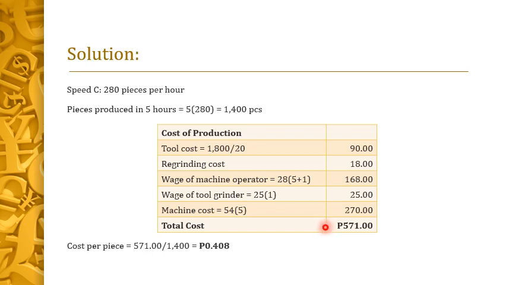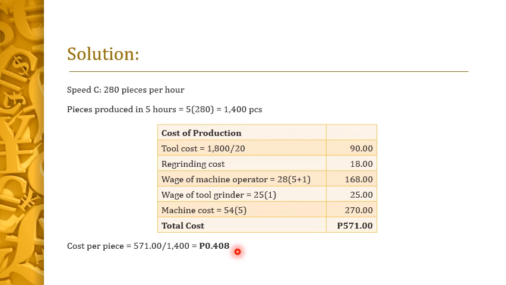We're ready to compute the cost per piece for speed C, which is equal to total cost of production divided by total output, equal to 571 pesos divided by 1,400 pieces. Therefore, the cost per piece for speed C is equal to 0.408 pesos.